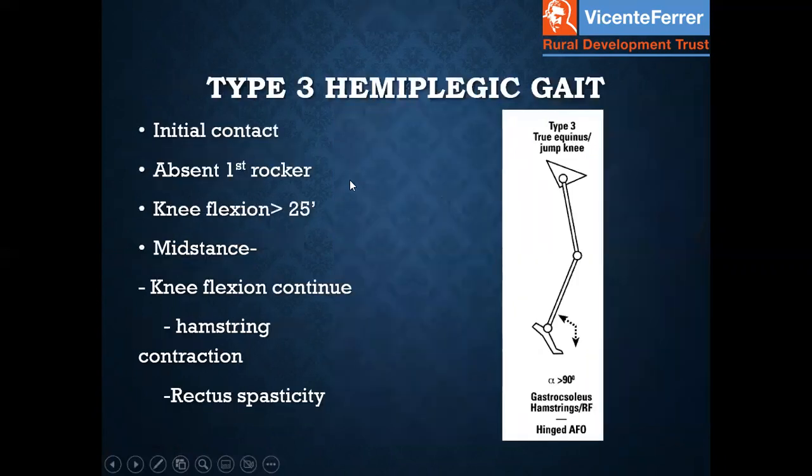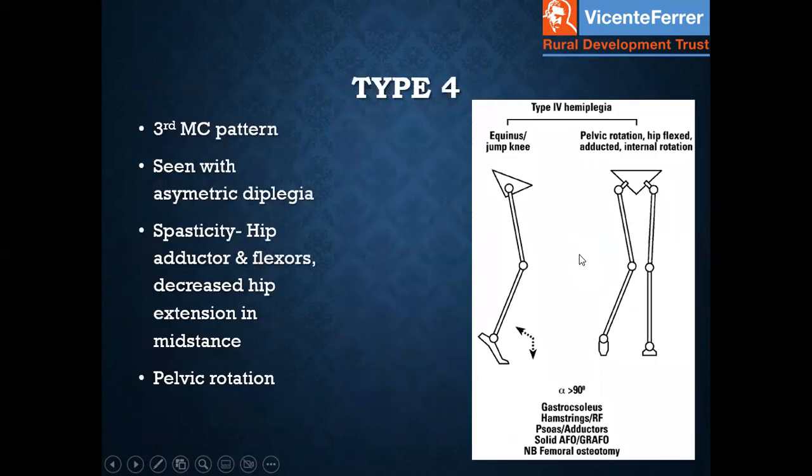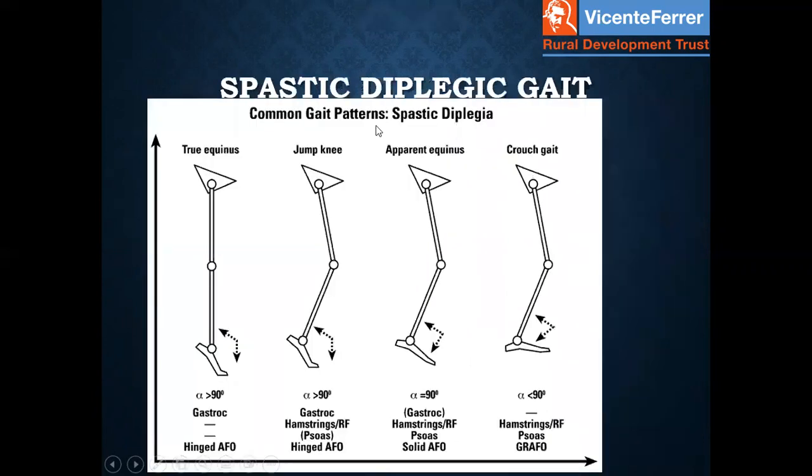In type 3, as we have already discussed, there will be associated hamstring contraction, resulting in knee flexion. Similarly, in type 4, there will be associated adductor spasticity also. In spastic diplegia, this is the other common gait we see in our OPD.